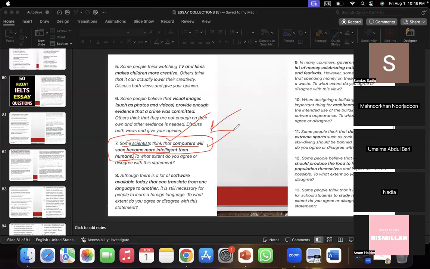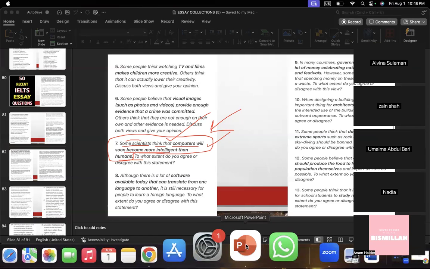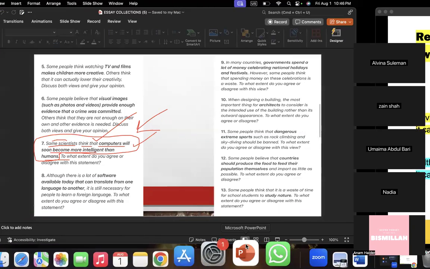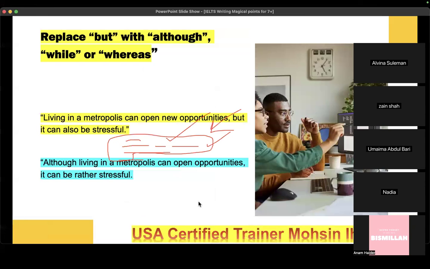Umaima, Mahnur, Nadia, Anam, yes, Dana. Yes, tell me. Many scientists consider that computers will soon become more intelligent than human beings.